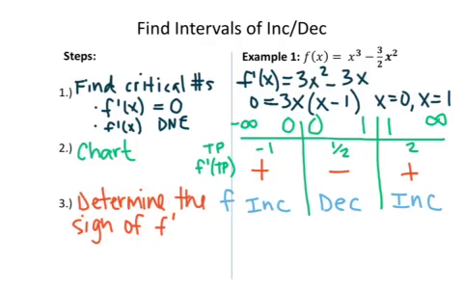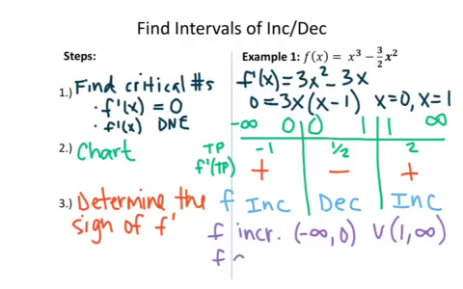So the way we would just write our answer, you would want to say the intervals over which it's increasing and decreasing. So you would say f is increasing, and then you would just state the intervals. So negative infinity to 0, and then also 1 to infinity. F is decreasing over the interval from 0 to 1. Okay, so that's our first example.